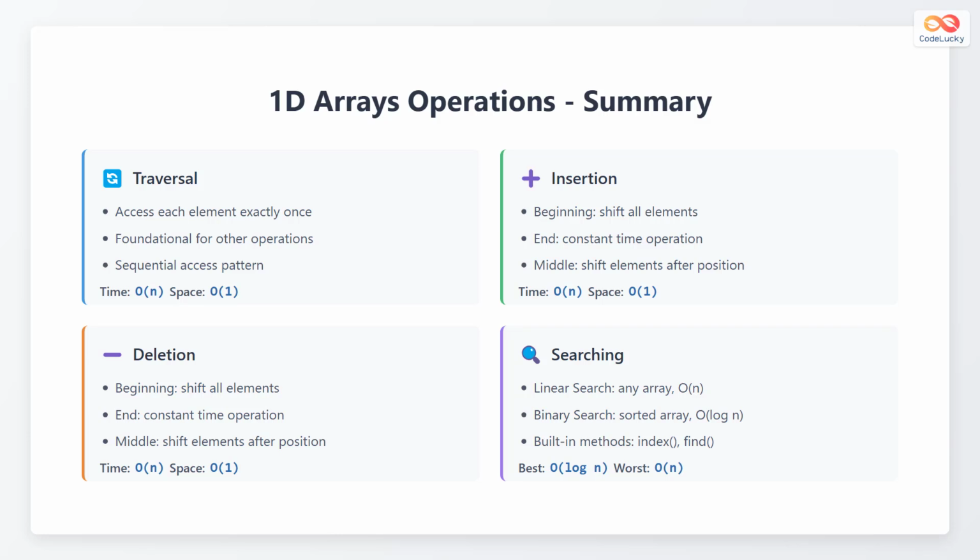Deletion at the beginning requires shifting all elements, at the end is a constant time operation, and in the middle requires shifting elements after the deletion position. Time complexity is O(n), and space complexity is O(1). Searching can be performed using linear search on any array with the time complexity of O(n), or using binary search on a sorted array with the time complexity of O(log n). Built-in methods include index and find.